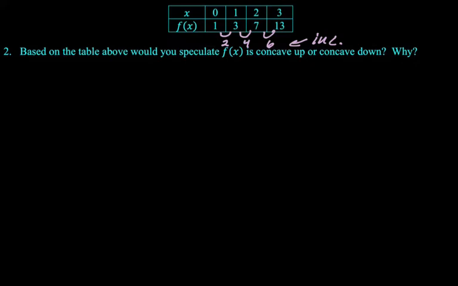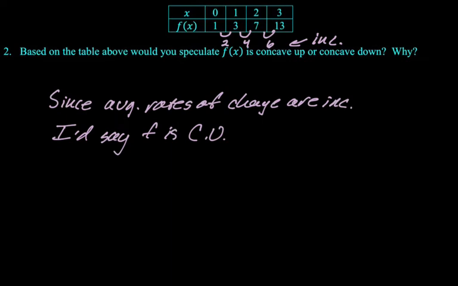So since the slopes are increasing, think about that. Slope is the derivative. We're saying the derivative is increasing. If the derivative is increasing, the second derivative is positive, so this is definitely concave up based on what we know in the table. Since the average rates of change are increasing, I'd say f is concave up. That's my best guess if I had to choose one.